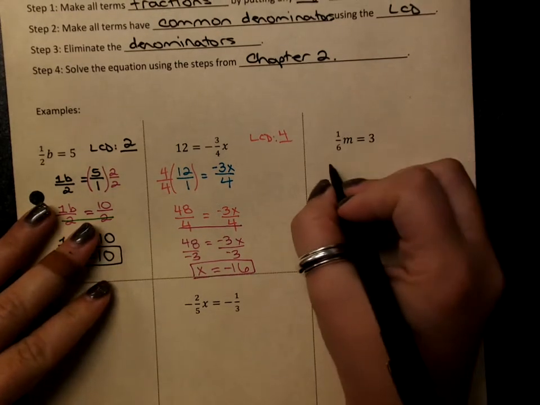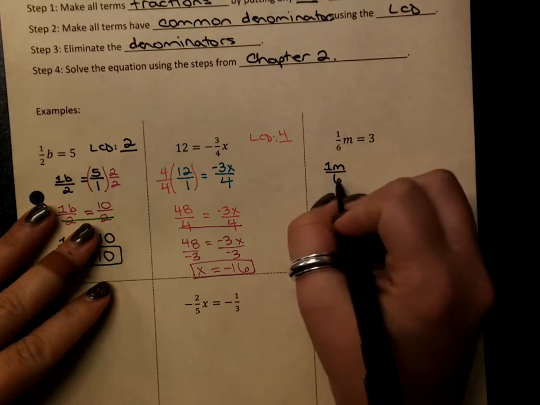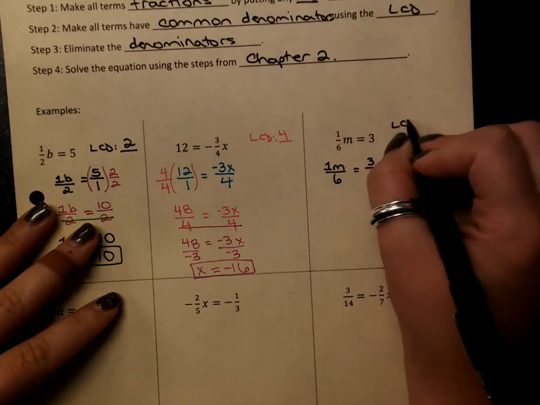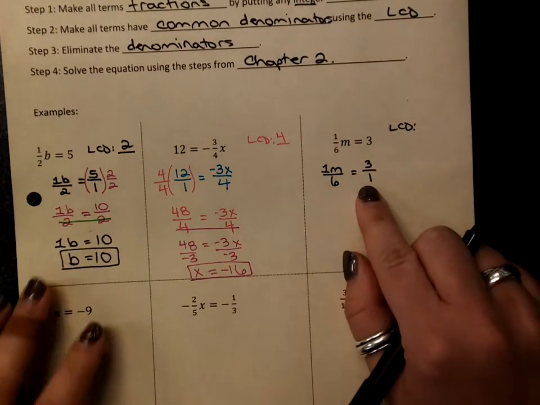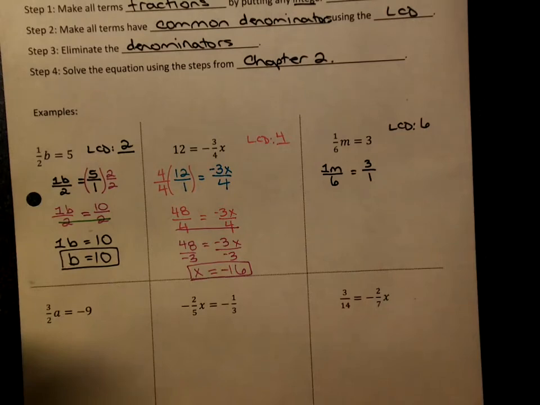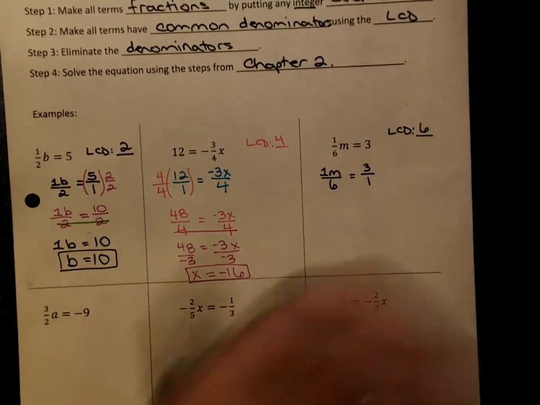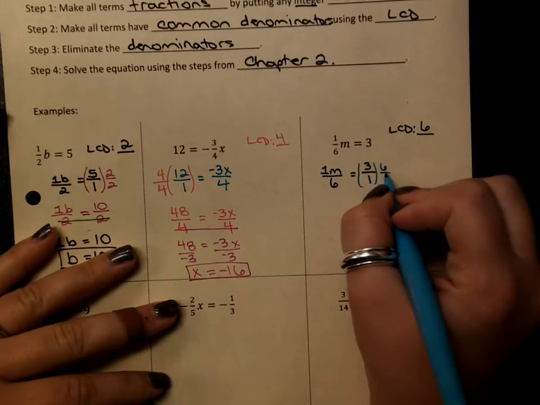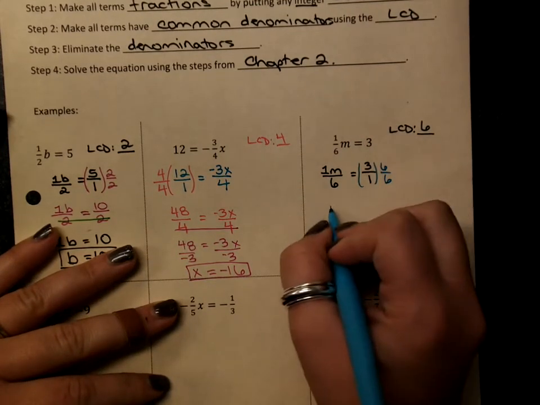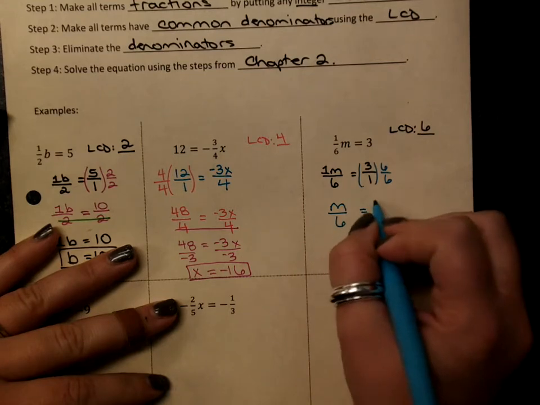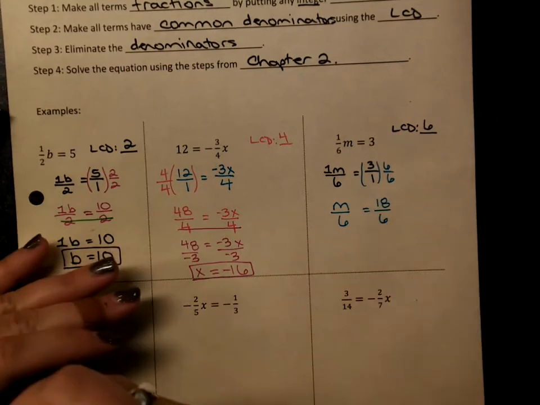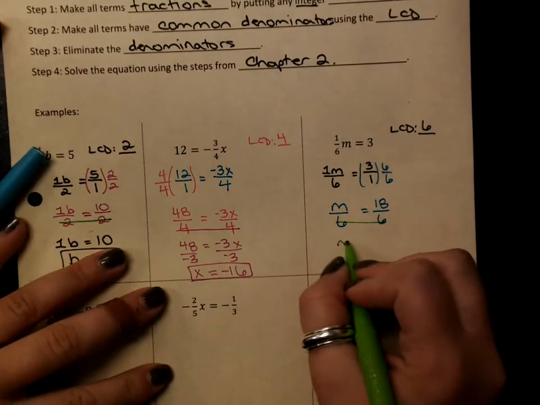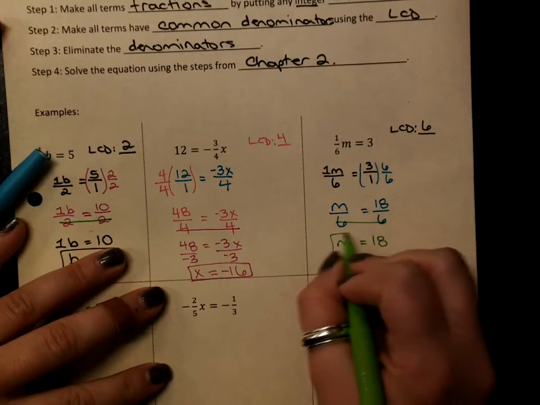We're going to put that m up top, so we'll have 1m over 6 equals 3 over 1. The LCD between 6 and 1 would be 6. And so we'll multiply the one that's not 6 by 6 over 6. That makes 1m, which is really just m, over 6 equals 18 over 6. Now that they're both over 6, I can eliminate the denominator. And that gives me m equals 18. And I'm done.